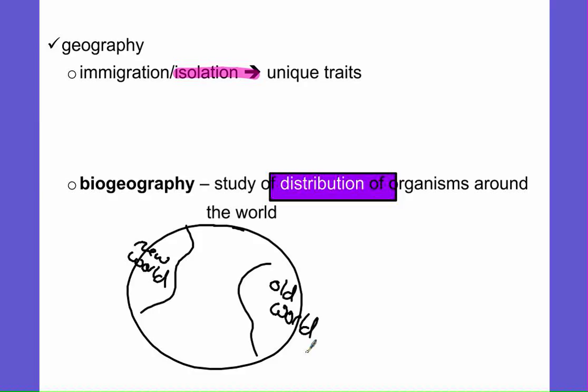So does anybody know a trait that a New World monkey has that an Old World monkey does not have? Climbing, like a good tail. It's the tail. Yeah. Right? It's a prehensile tail that can actually grab onto a limb. Some Old World monkeys have tails, but none of them have prehensile tails.